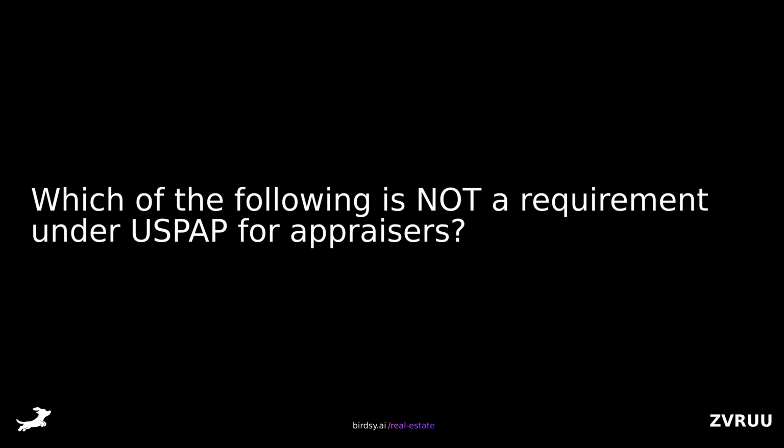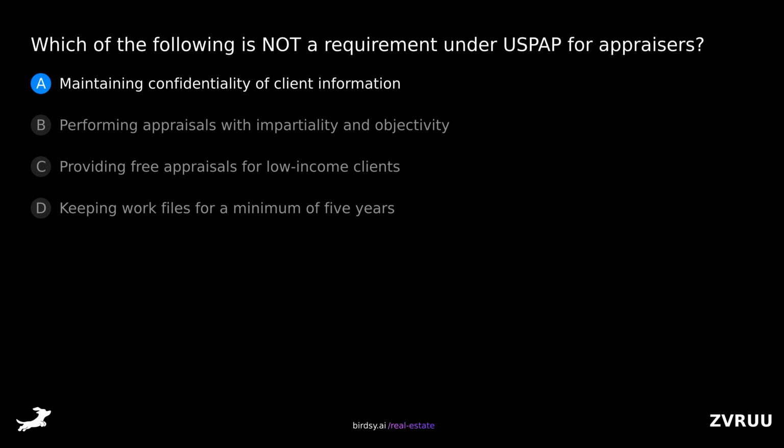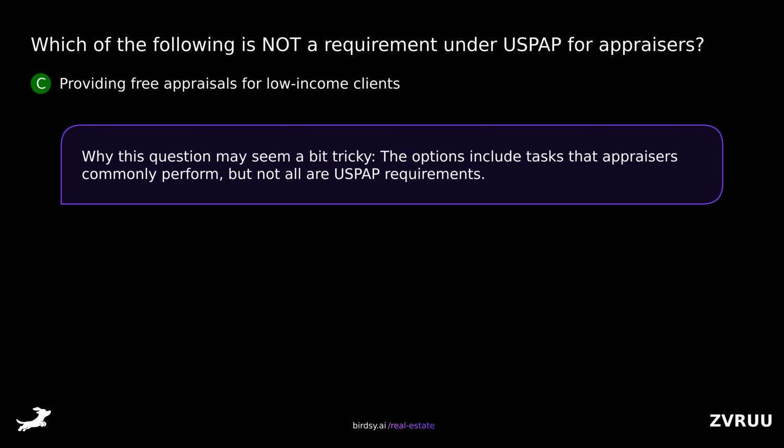Which of the following is not a requirement under USPAP for appraisers? Is it A, maintaining confidentiality of client information, B, performing appraisals with impartiality and objectivity, C, providing free appraisals for low-income clients, or D, keeping work files for a minimum of 5 years? The answer is C, providing free appraisals for low-income clients. Why this question may seem a bit tricky: the options include tasks that appraisers commonly perform, but not all are USPAP requirements.